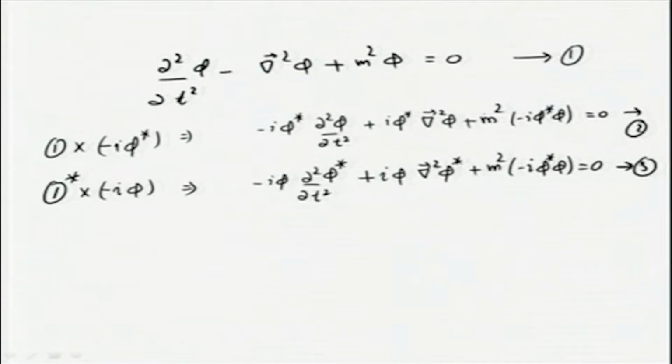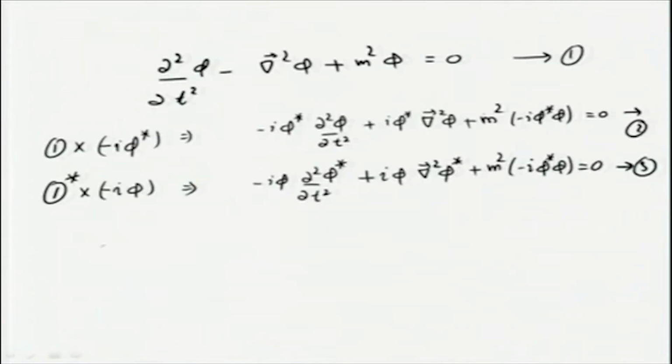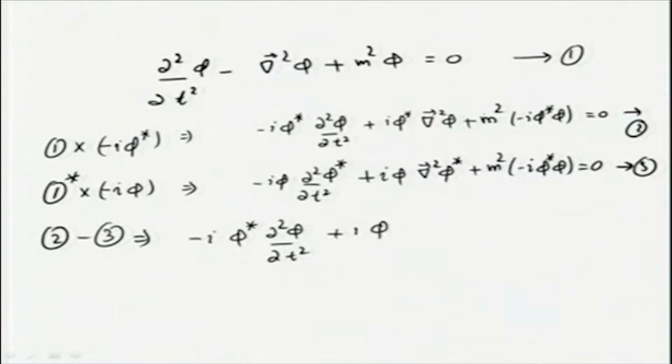Now, equation 2 minus 3 will give me, all right, let me write it here, 2 minus 3. The m square terms are identical, so they will cancel out. The others are minus i phi star dou square phi by dou t square plus i phi dou square phi star over dou t square.